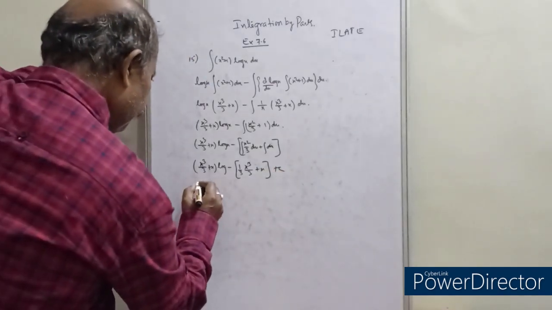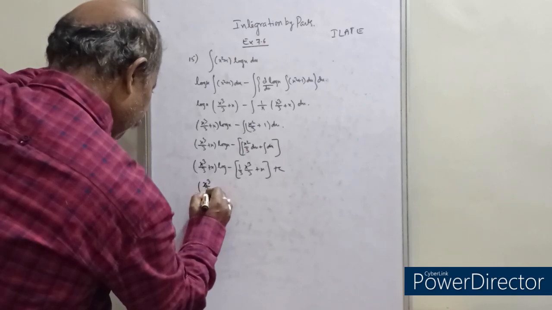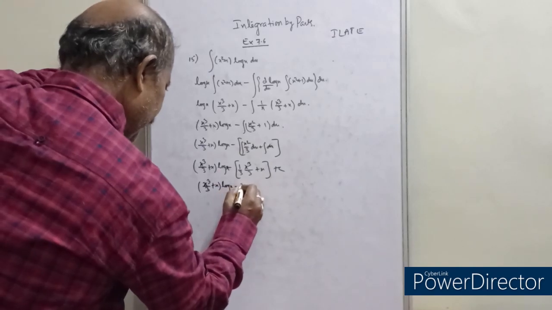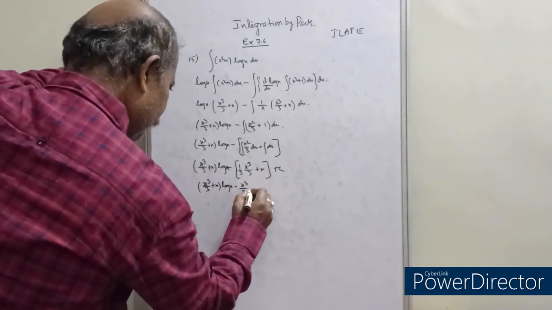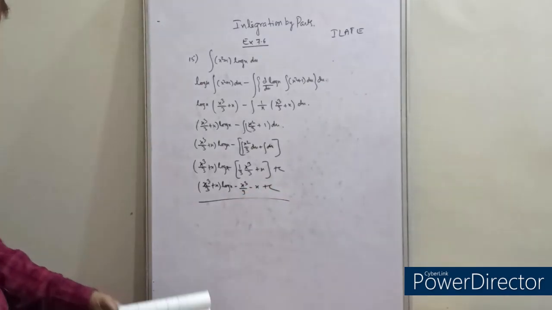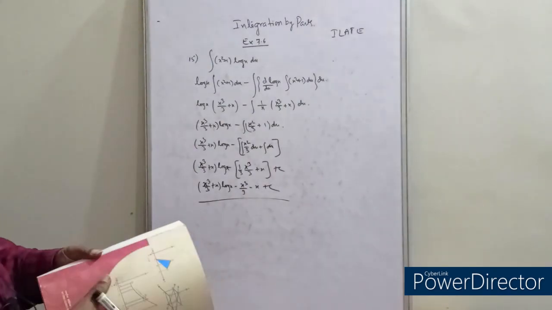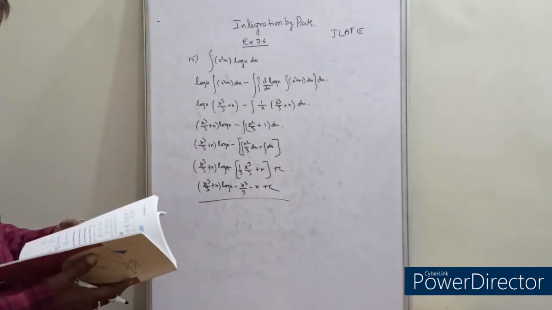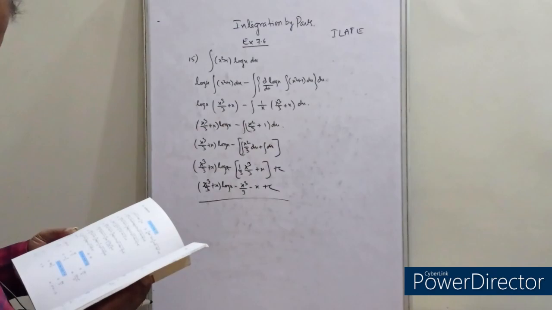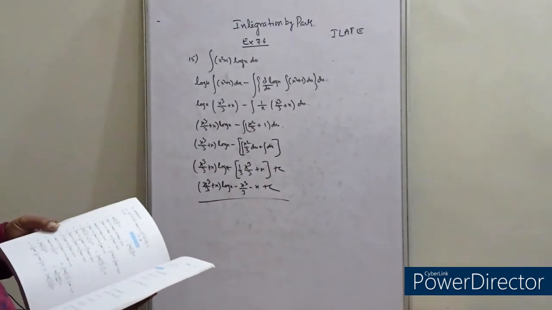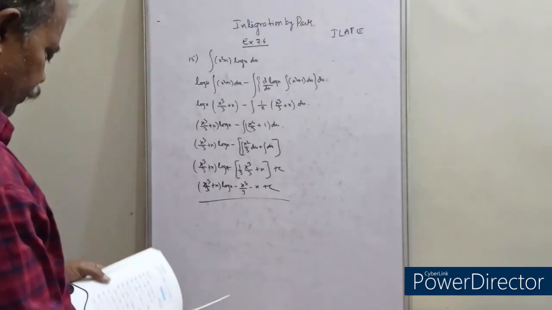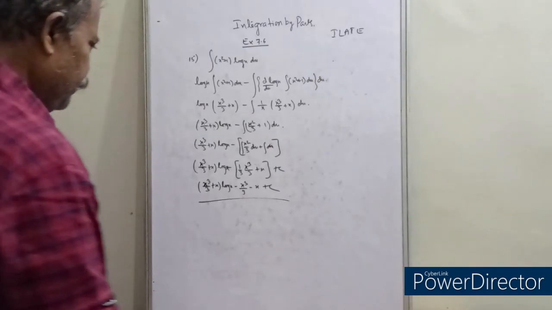So this comes out to be x cube by 3 plus x log x minus x cube by 9 minus x plus c. So this is your answer. So let me check the answer. 7.6, question number 15, the answer is correct. Now I am going to question number 16 here.